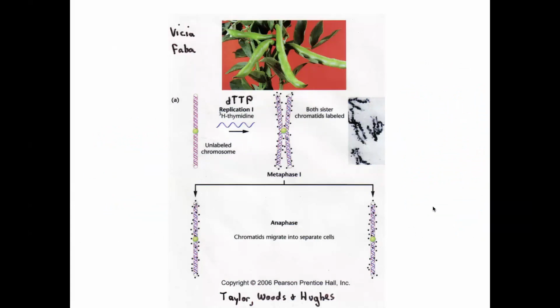So it's the same question. How, in a eukaryotic organism, does the DNA within the chromosomes replicate itself? Conservatively, semi-conservatively, or dispersively? So this is the work of Taylor, Woods, and Hughes. They used a plant as their model system.